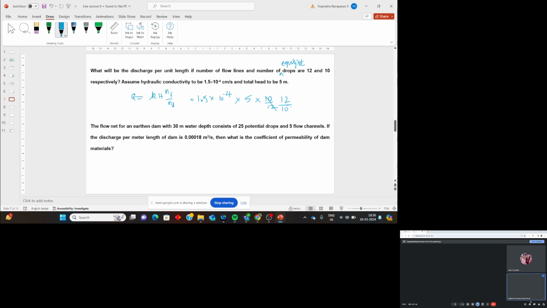Now here NF is flow lines or flow channels? NF is flow channels. Then we have been given the number of flow lines. How much will be the flow channels? You draw the flow net. Okay, wait, sir.